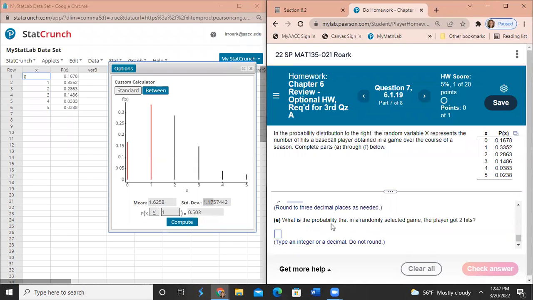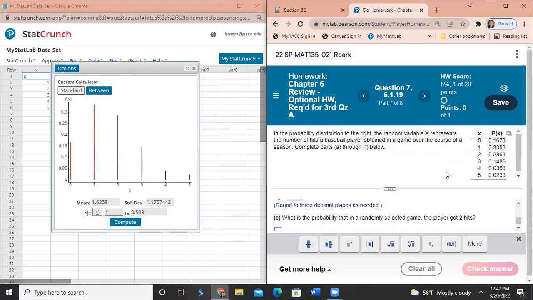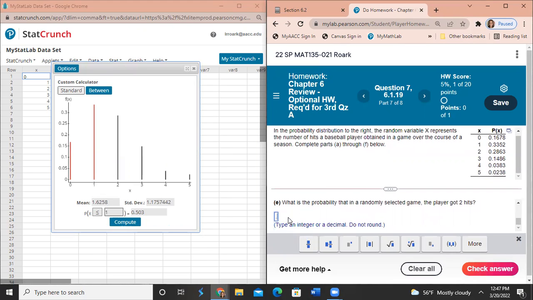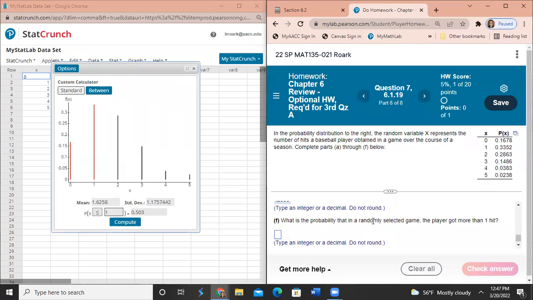And then what is the probability that in a randomly selected game, the player got 2 hits? Okay, so you could technically use this StatCrunch feature here, but if it's exactly 2 hits, we already have that probability. It's right there. Okay, it's 0.2863.